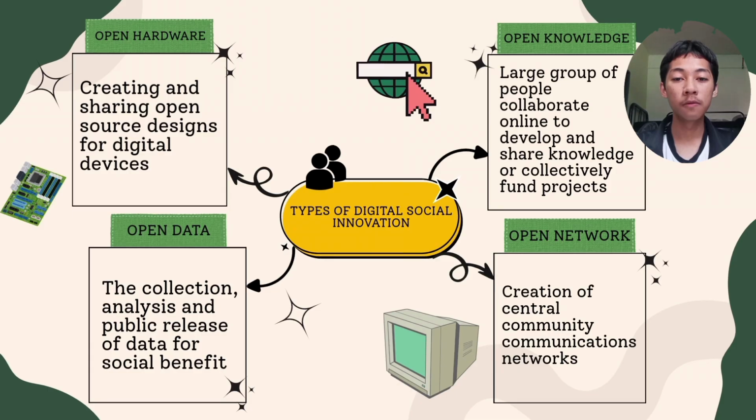There are four types of digital social innovation. The first one is open hardware, creating and sharing open source designs for digital devices. The second one is open knowledge. A large group of people will collaborate online to develop and share knowledge or collectively fund projects. The third one is open data, the collection, analysis, and public release of data for social benefits. And the last one is open network, creation of central community communications network.